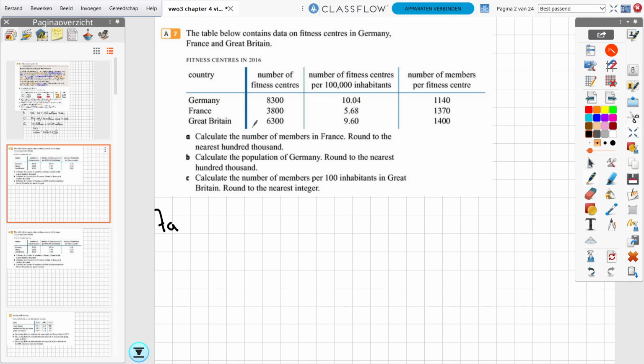At A, they want us to calculate the number of members in France, round to the nearest 100,000. Well, we do know in France, so let's use the orange marker for this one. We know that we have 8,300 fitness centers in total, right? And we also know that we have 3,800, right? Let's start this over. Number of members per fitness center is 1,370.